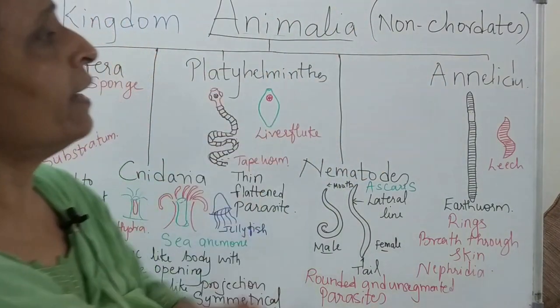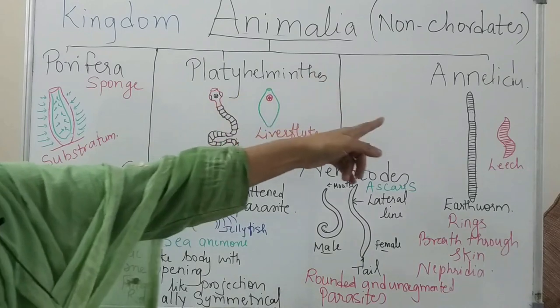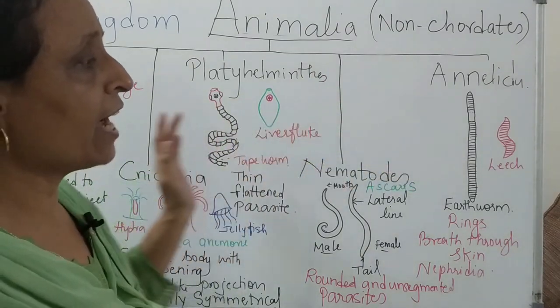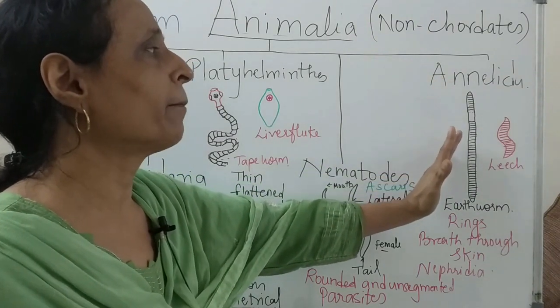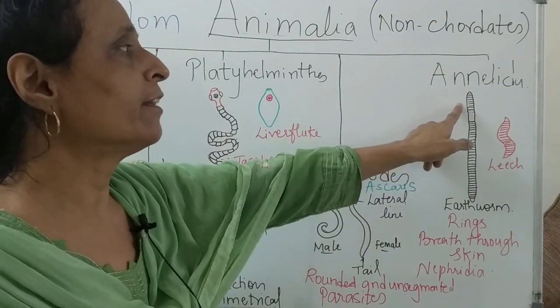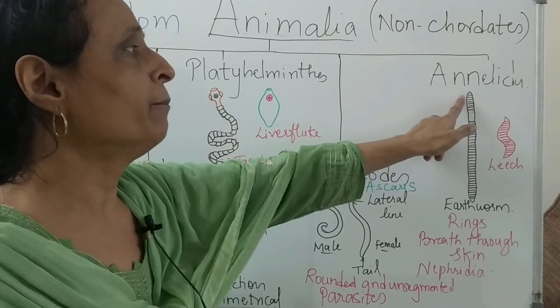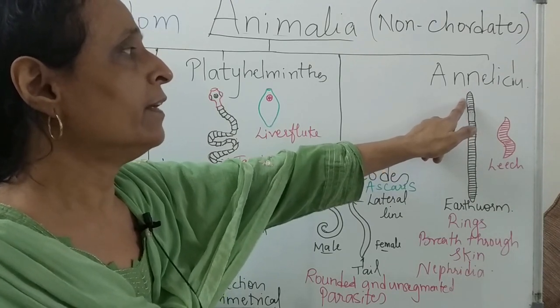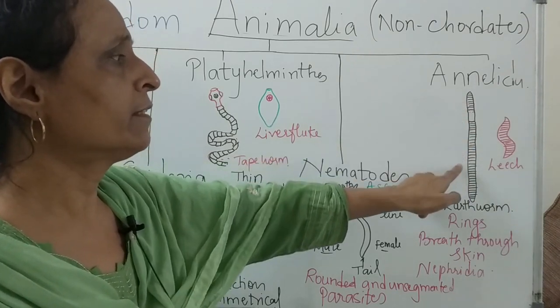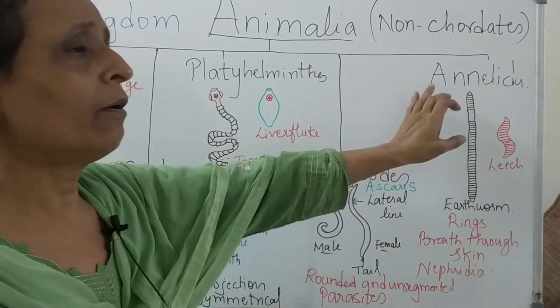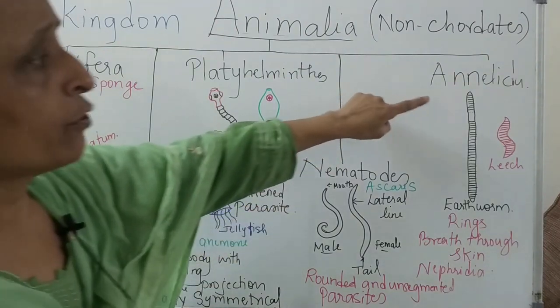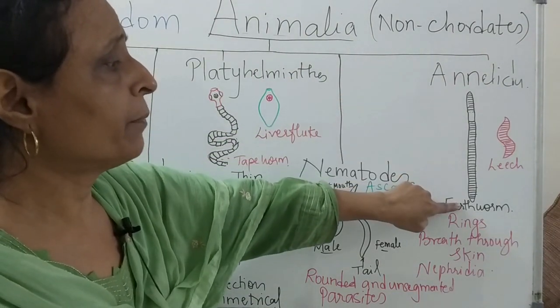Now next is Annelida. Now Annelida, they have segmentation. As the evolution takes place, this organism, they develop segmentation. You can say that from segment to segment, mouth is present, the digestive system starts, the intestine is present. You can see according to the segment, the organs are present. So here segmentations are present.